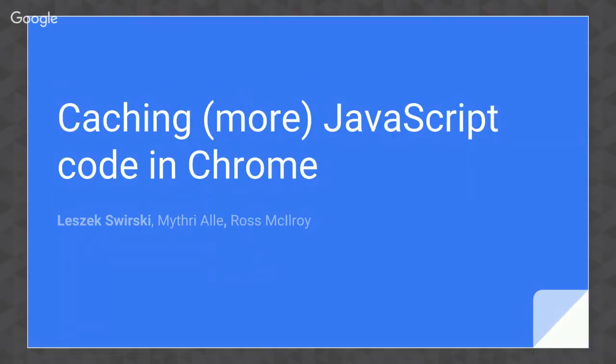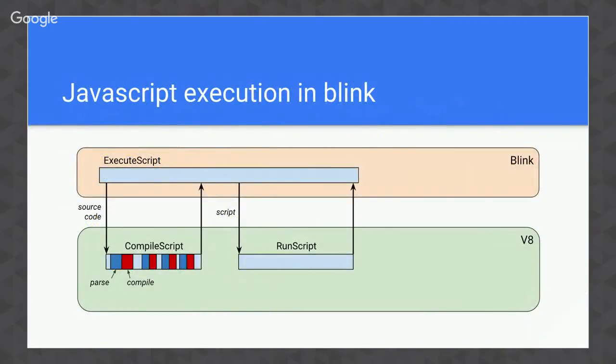So I called this talk caching more code, JavaScript code in Chrome. What do I mean by more? What I described was the state of affairs up until essentially the start of this year. But one small lie that I told you was about JavaScript execution in Blink.